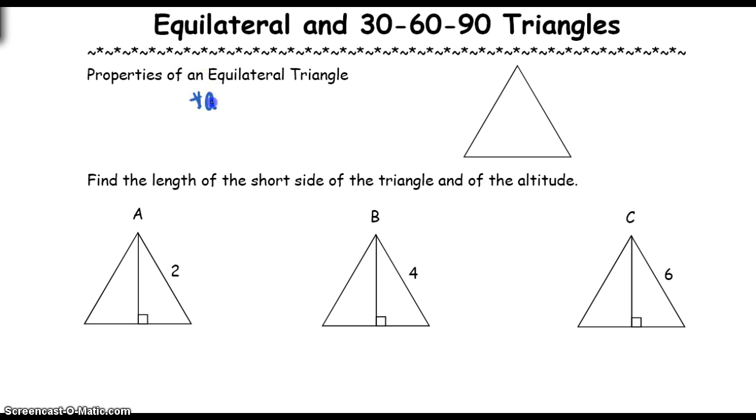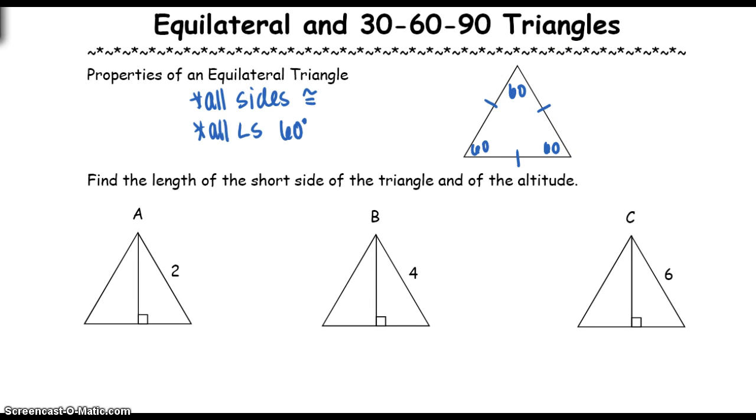Remember that all sides are congruent. All sides are congruent, so boop, boop, boop, okay? And all angles are congruent. And if they're all congruent, if I have three angles, they have to add to 180 degrees. Each angle must be 60 degrees. Okay, so 60, 60, and 60, right?